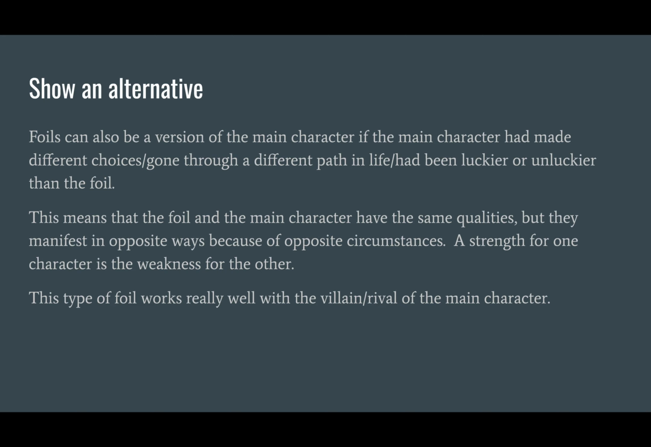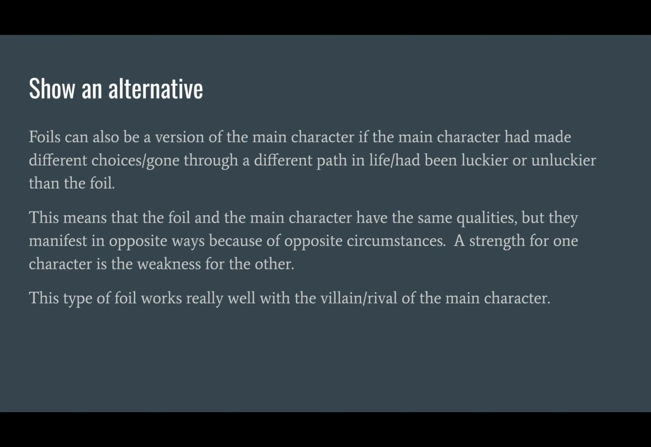So because they have the same qualities, these qualities come out in opposite ways because of the kind of lives that they have led. So a strength for one character is going to turn into a weakness for the other character. So this really works well with villains and antagonists and rivals for the main character, because then you can be like, well, we're not that different, and I could have been just like the villain if I hadn't been lucky, or if I didn't have my support system, or if I had been raised by a family.